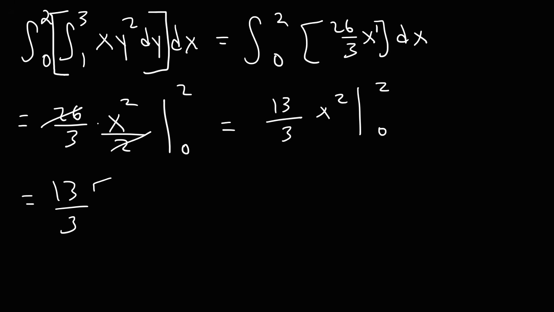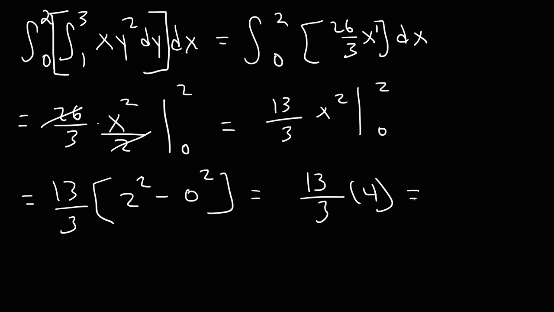So let's take out the constant, and let's replace x with 2, so that's going to become 2 squared, and then once we replace it with 0, we have that. 2 squared is 4, and 13 times 4 is 52. So the final answer for this problem is 52 over 3.